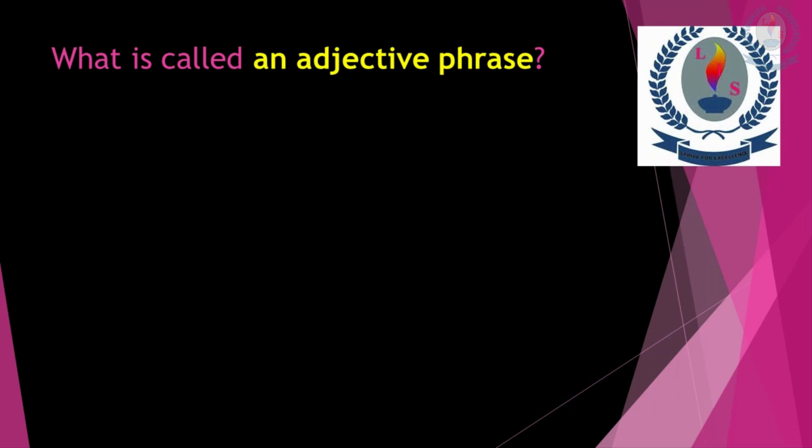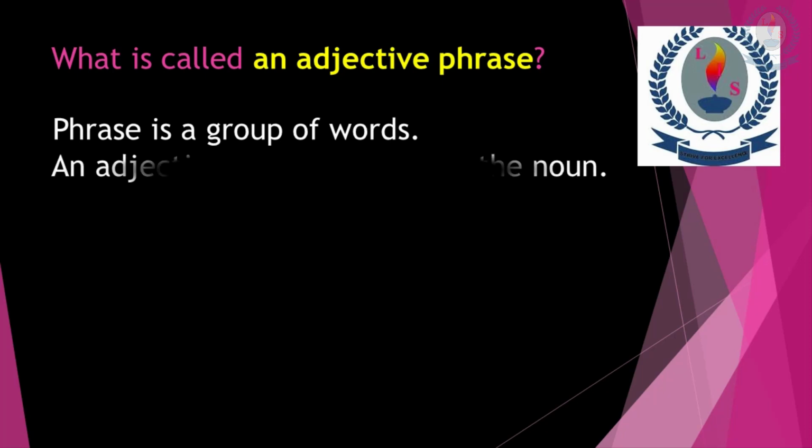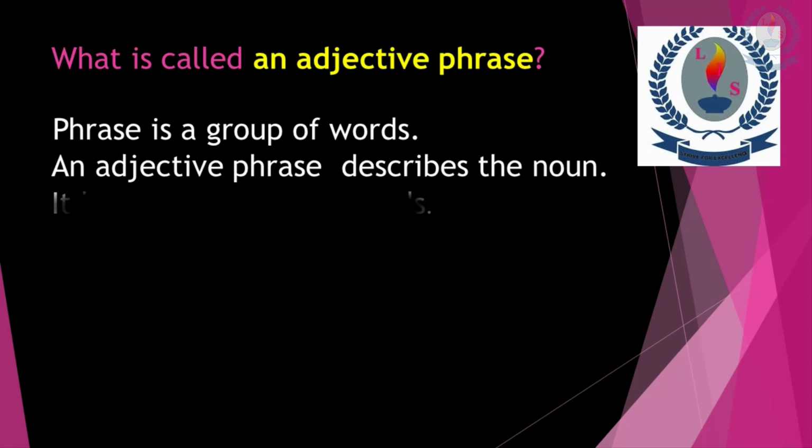Now we know what an adjective is. What is called a phrase? A phrase is a group of words. So, an adjective phrase also has more words. An adjective phrase also does the same function as an adjective. It describes the noun further. Remember, an adjective phrase has more than two words.